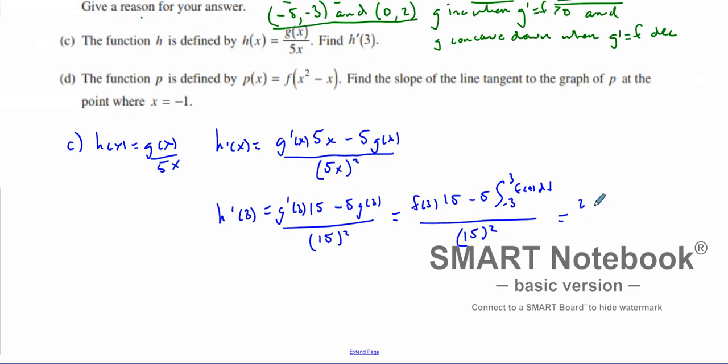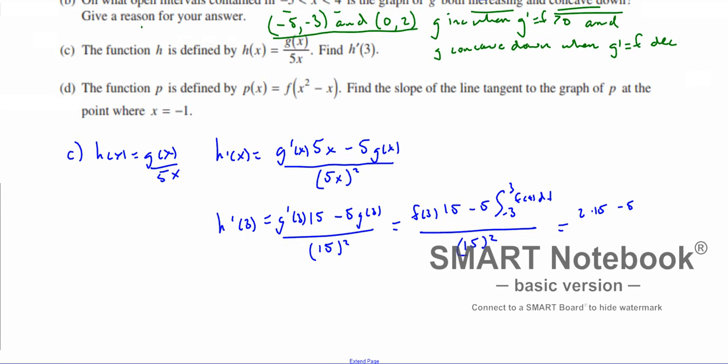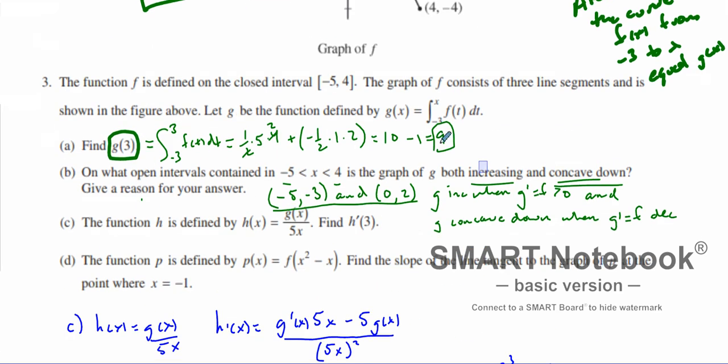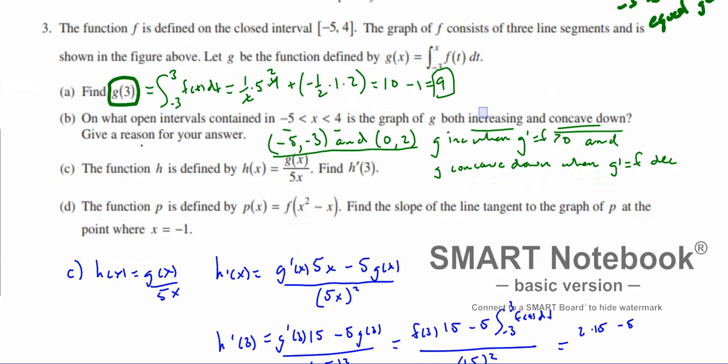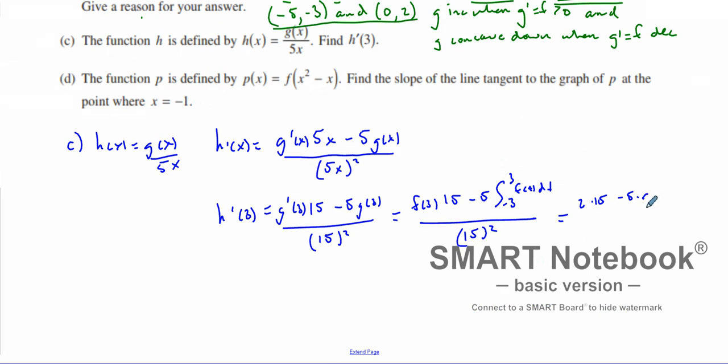So 2 times 15, which is 30, and minus 5 times, well, what's this going to be? Well, that right there, my friends, we just found that out right here, which is 9. That's going to equal 9. And so we're going to add that times 9 all over 15 squared. Okay, and so we're going to simplify this.